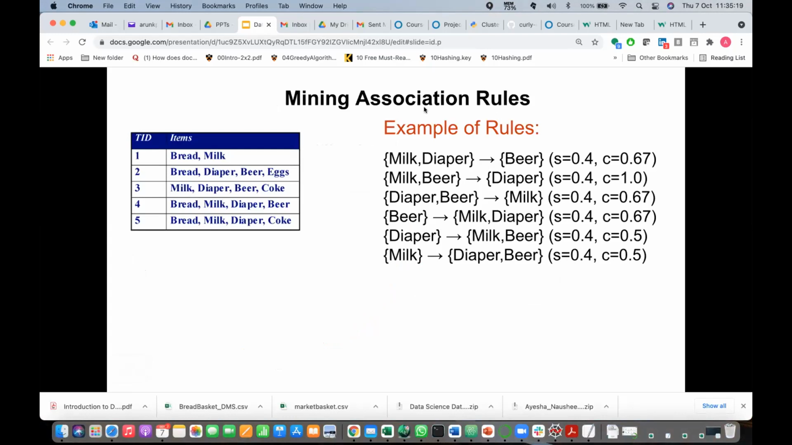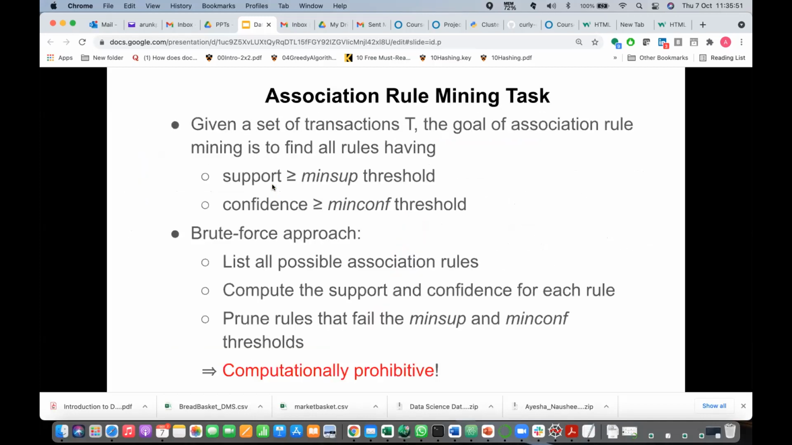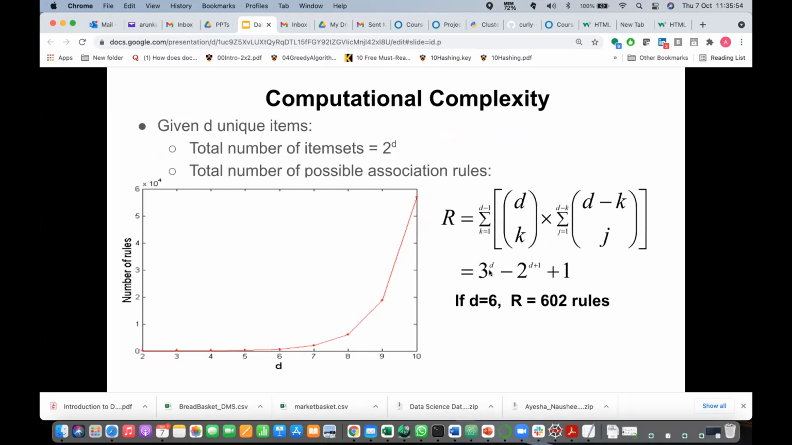So there are some rules given here, mining association rules. This is a small data set. What is d here? Count. 5 total number of items. Only 5. 1, 2, 5, 6 coke. 4, 5. Coke is 6. That's it. I think 6. So according to that, 3 power 6 minus 2 power 7 plus 1. How many is that? 6, not 2. 3 power 6 minus 2 power 7 plus 1.